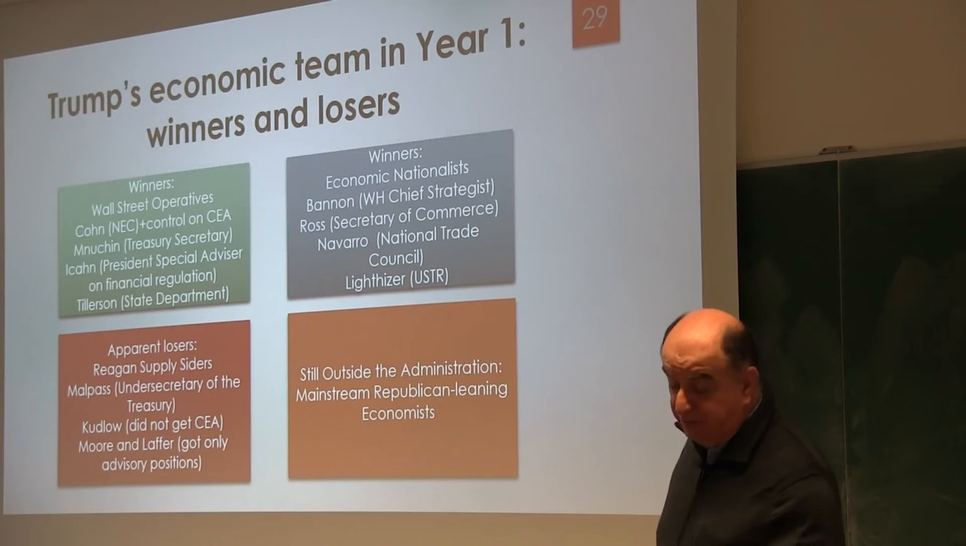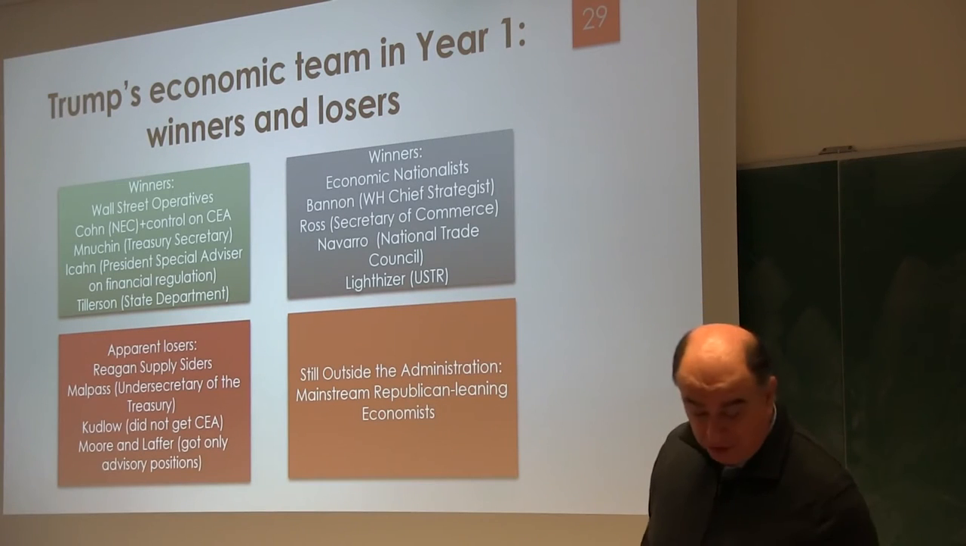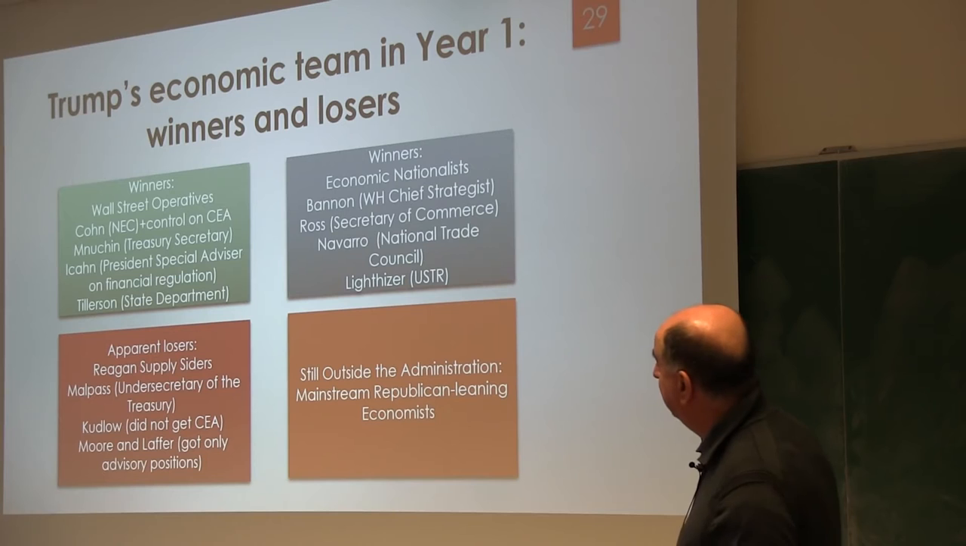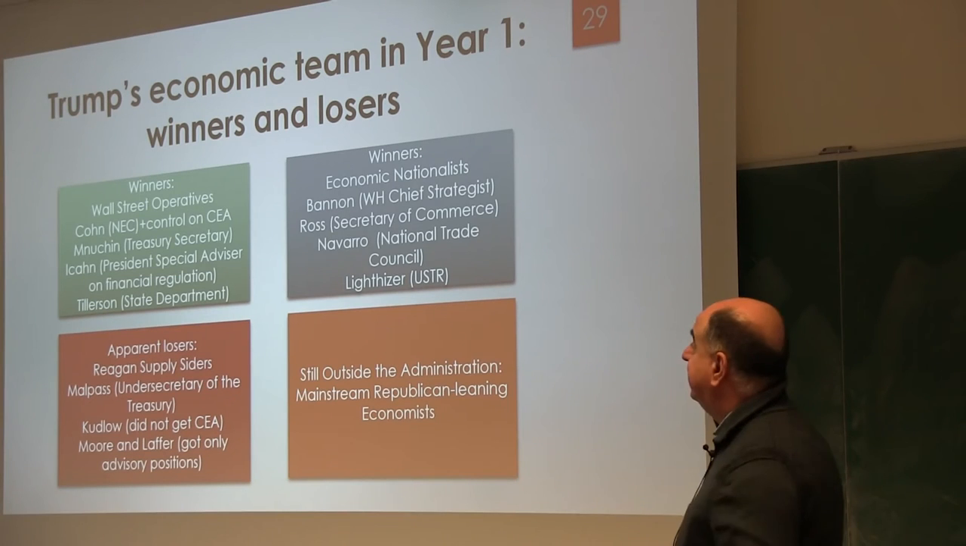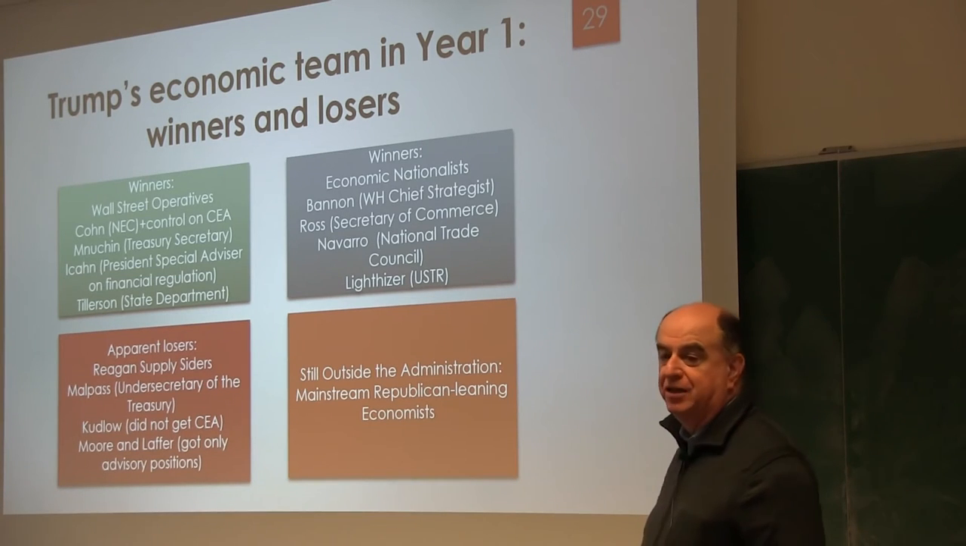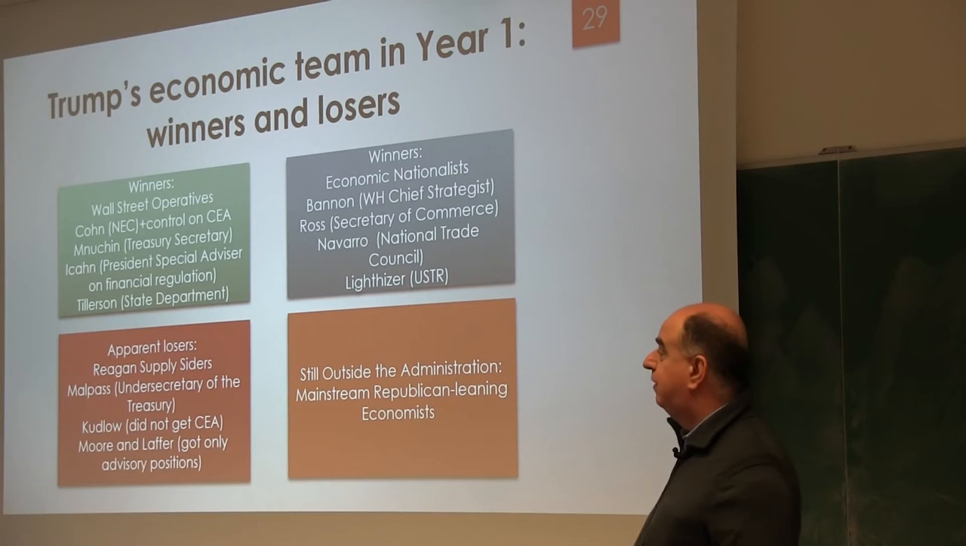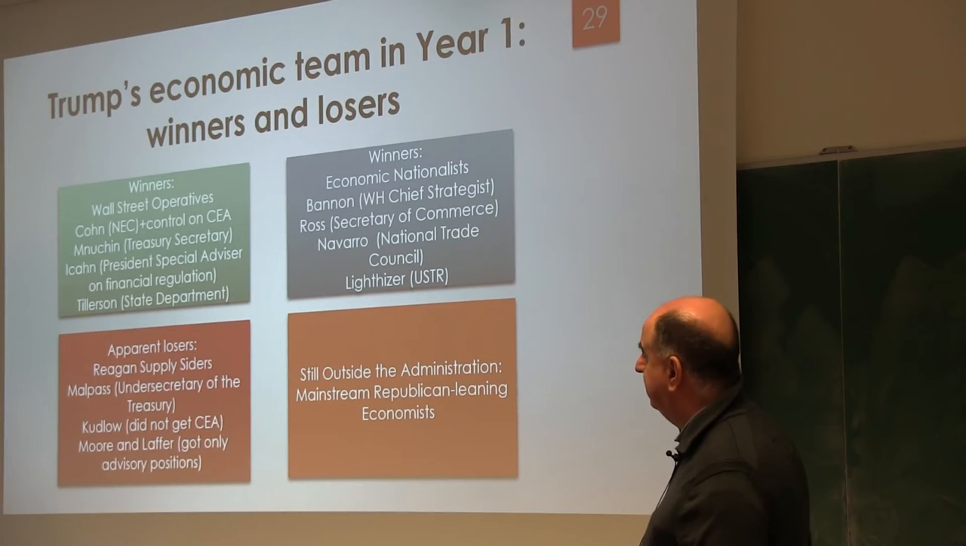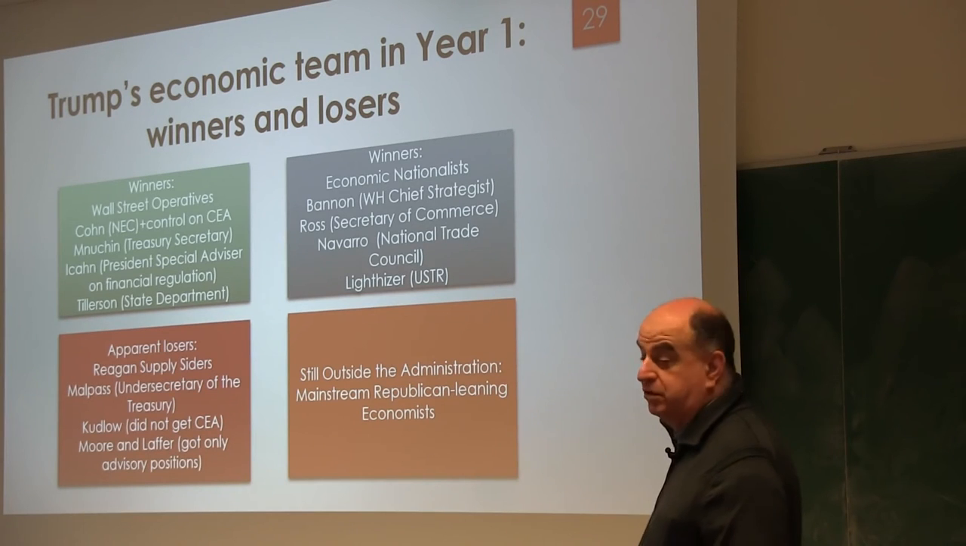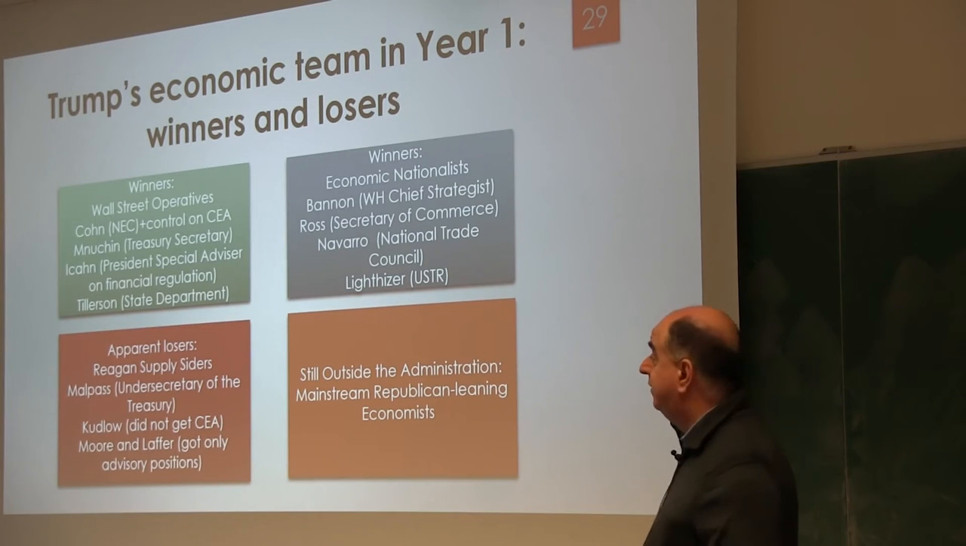I'm going fast on this because I'm starting to be short of time, and there are still a number of slides. So, interesting, how the balance of power changed in the first year of the Trump administration. Who were the main winners and losers? The main winners seem to be Wall Street, first operatives.